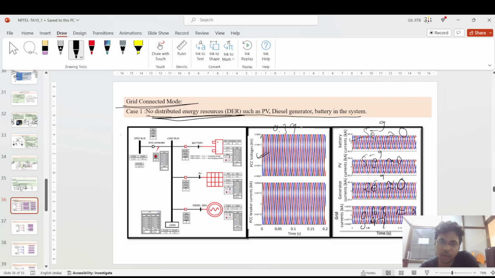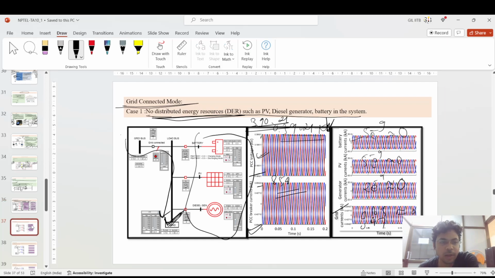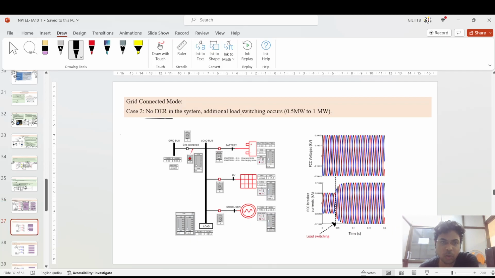So this is the point of common coupling voltage. If you see, it is also very low, 0.39021 kV. So all the current is coming from the grid for the consumption of this load. For the operation of this load, all the power is coming from this point of common coupling. It means that it is maintaining the 390.21 voltage from the grid, and the point of common coupling breaker is taking a current of 854 point something. So all the power is coming from the grid to the load when there is no PV generation, battery storage, or diesel generator.